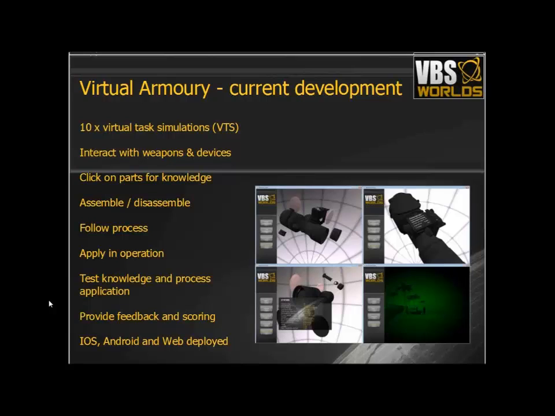They can use them to follow the process of maintenance, the process of using the weapon or the device as part of their jobs, and how they apply it in operation. And then, using the standard VBS scoring system and the variable system, we can test knowledge and process application. We can then provide feedback and scoring.